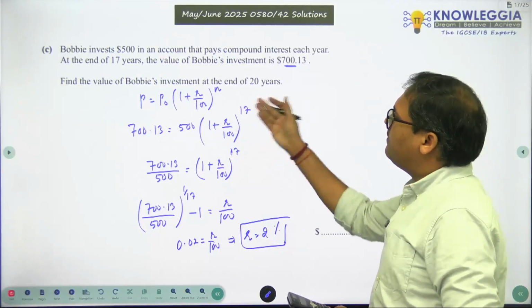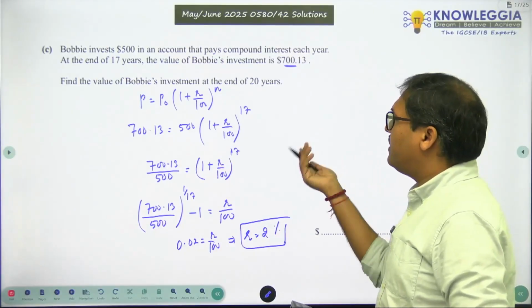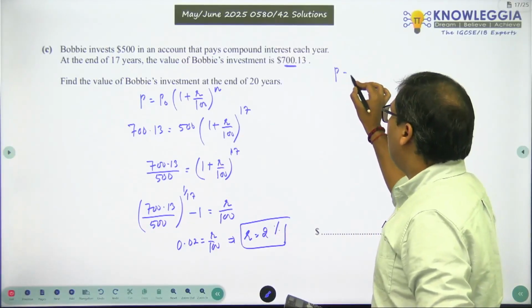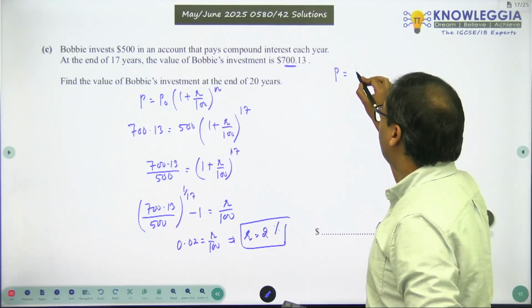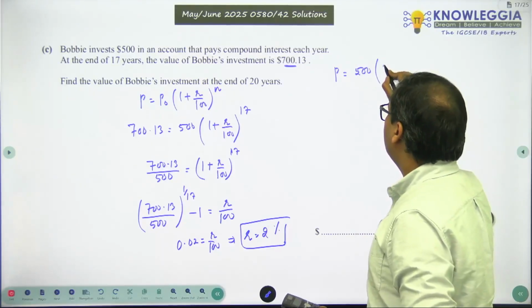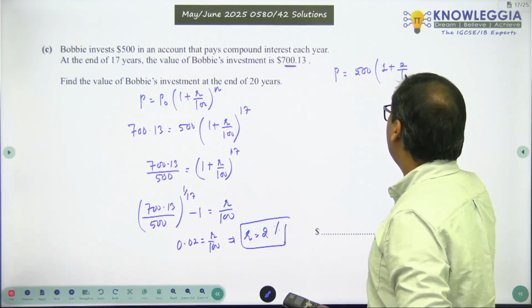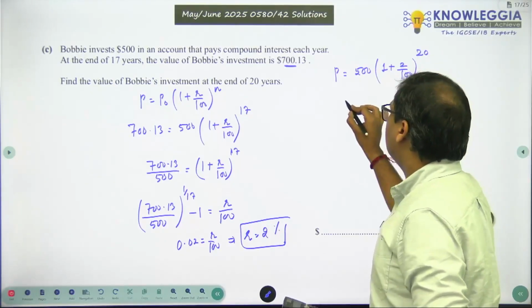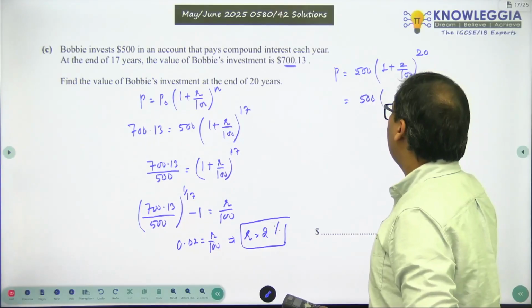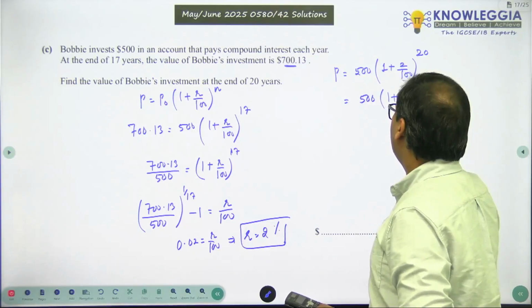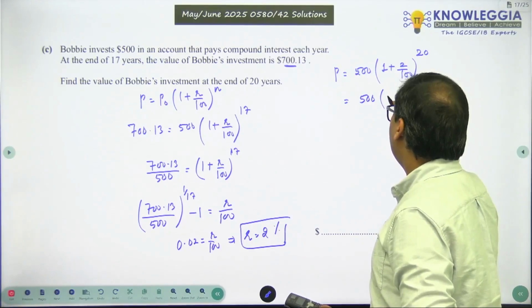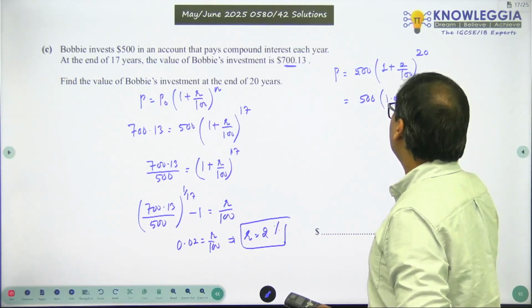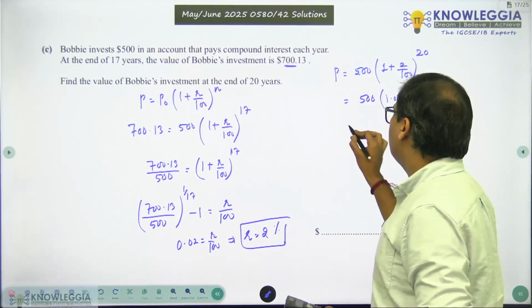Now what is the investment amount after 20 years? So what is the final value after 20 years? So the initial amount is 500, and this is 1 plus what is the rate of interest? We got 2%, so that is 2, and after 20 years, that is this. So what is this value? 500 into 1 plus 0.02. So basically this is 1.02 raised to 20. So what is the answer?